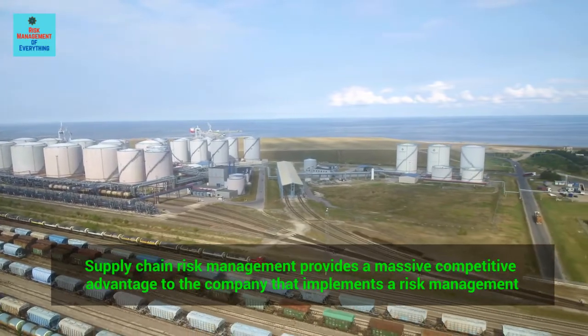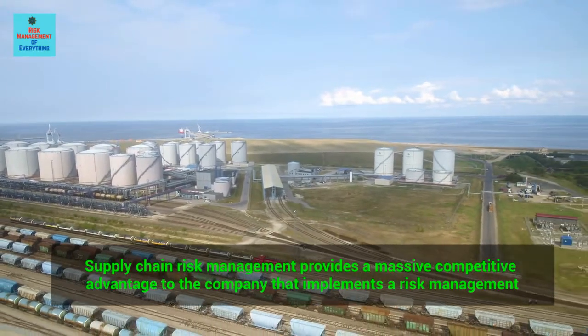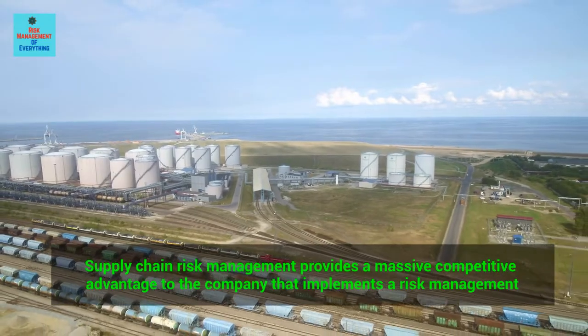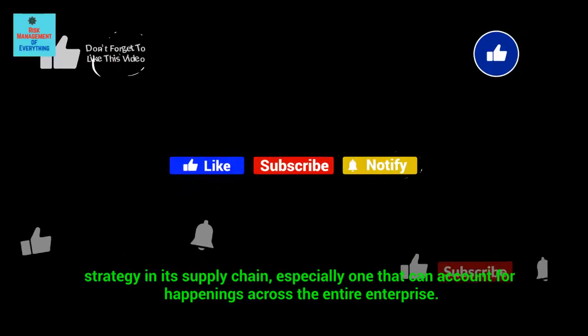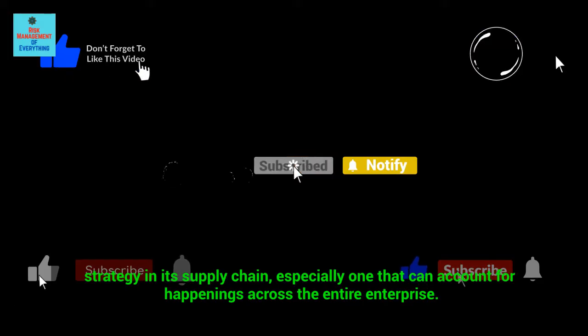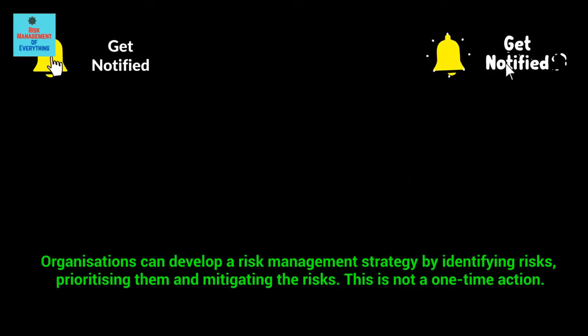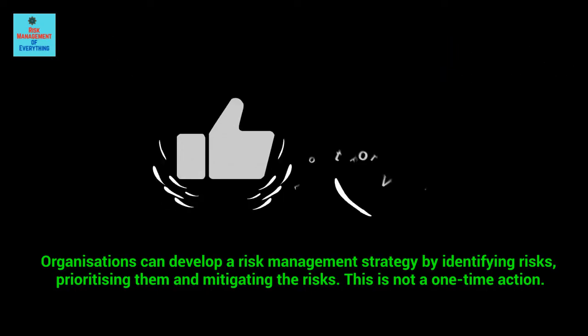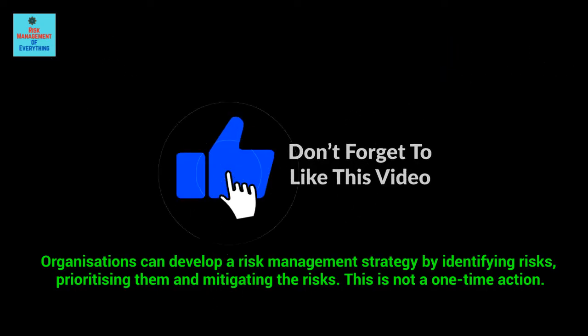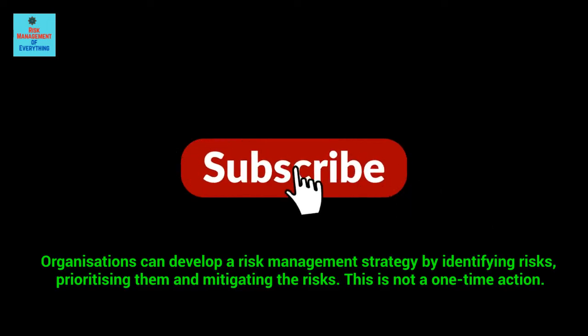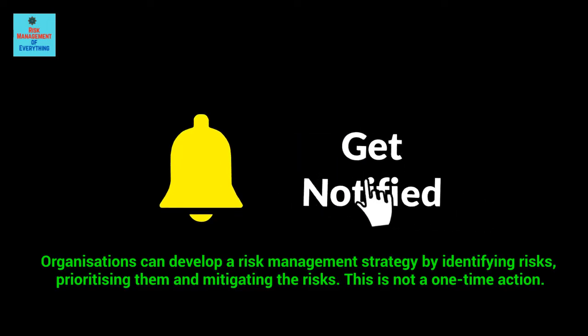Supply chain risk management provides a massive competitive advantage to the company that implements a risk management strategy in its supply chain, especially one that can account for happenings across the entire enterprise. Organizations can develop a risk management strategy by identifying risks, prioritizing them and mitigating the risks. This is not a one-time action.